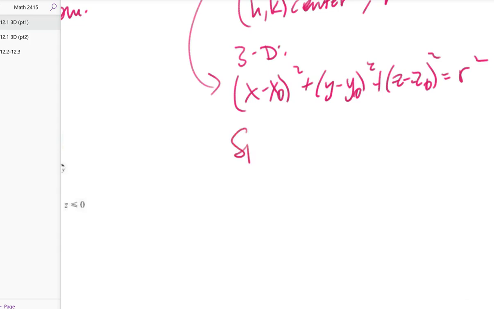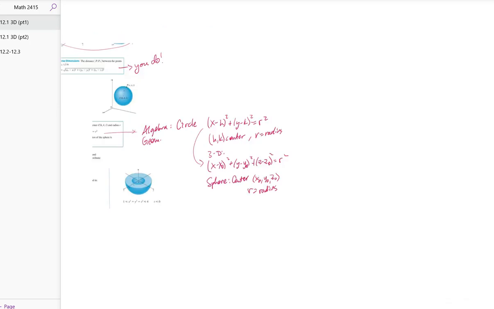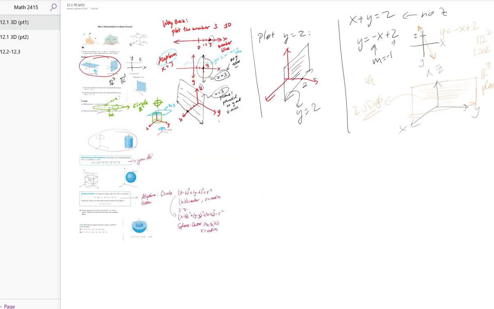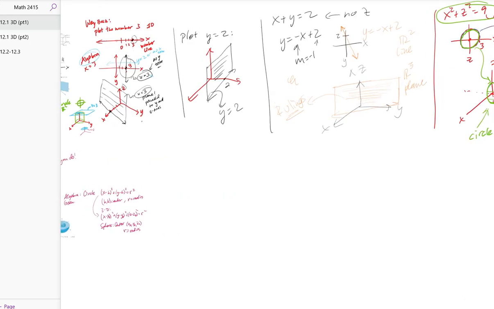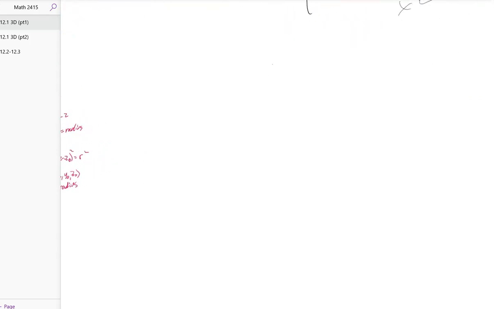So now this is a sphere with the center at x naught, y naught, and z naught, and the radius is still r. Okay, so essentially, if you want to get the equation of a sphere that is, let's say, so you draw a sphere.